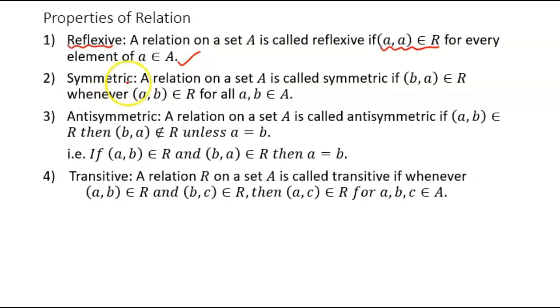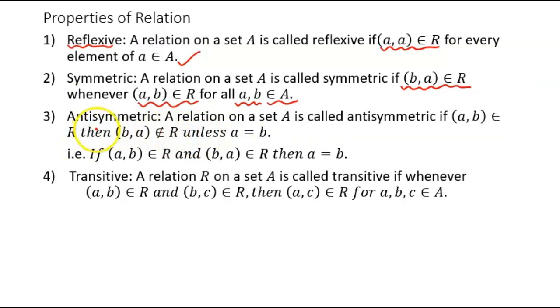What is a symmetric relation? A relation on a set A is called symmetric if B comma A belongs to R whenever A comma B is in R, and that should be true for all elements A comma B in the set A, right? So whenever we have A comma B, then B comma A should also be there. That is the definition of the symmetric relation.